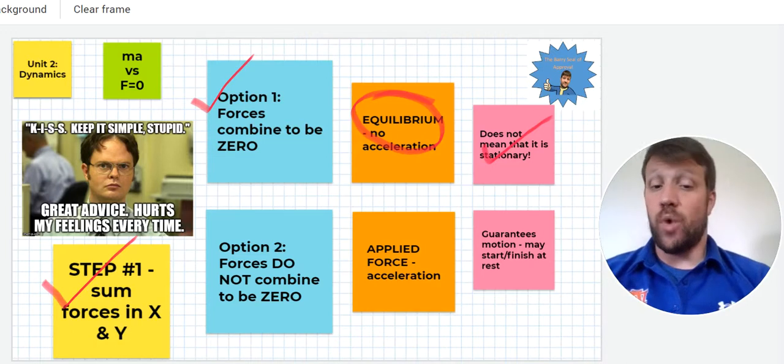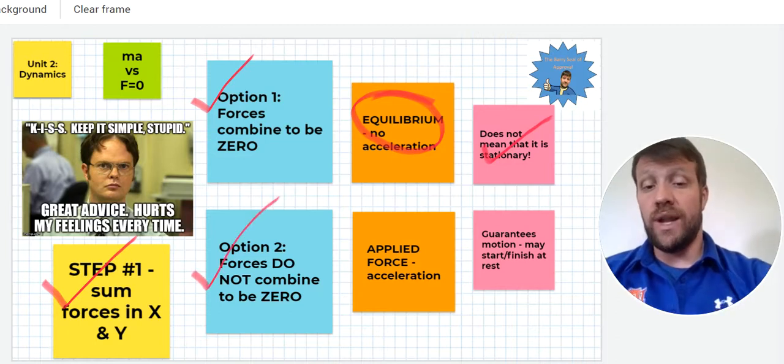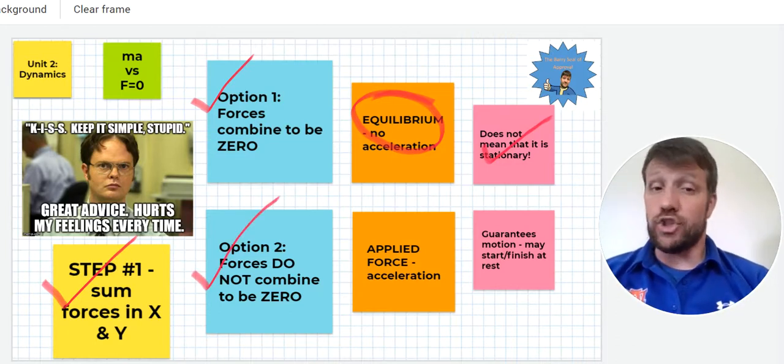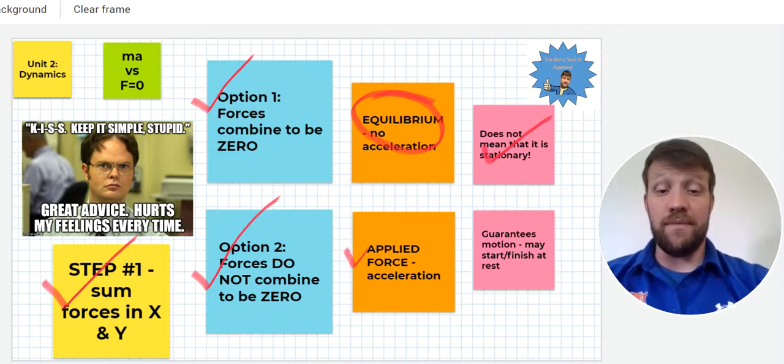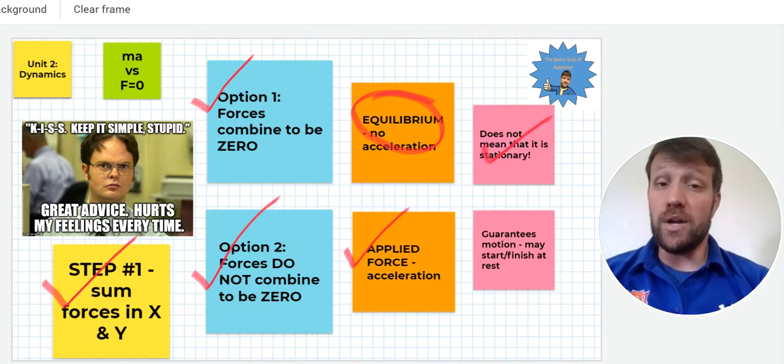Now, to go back here to our second option, the forces do not combine to be 0, which was our option in the x direction before. So we're going to go down that path next. So we had a total force in the positive x direction because the forces did not combine to be 0. This means that we have an applied force and that the mass must be accelerating.